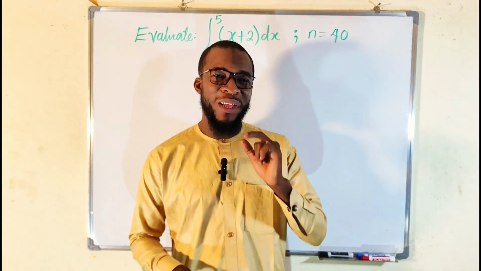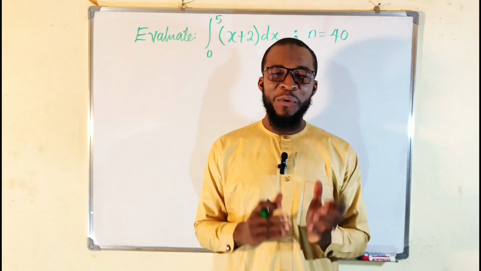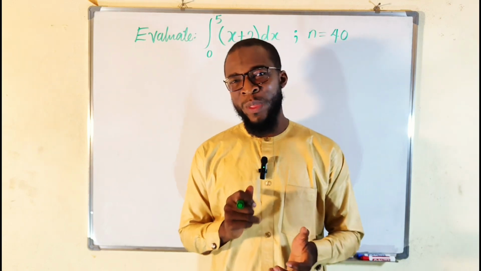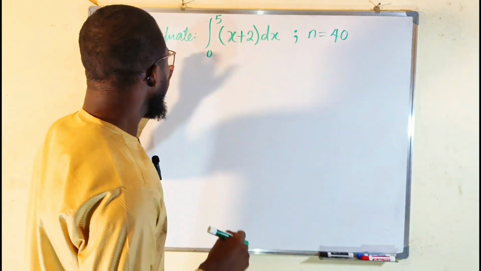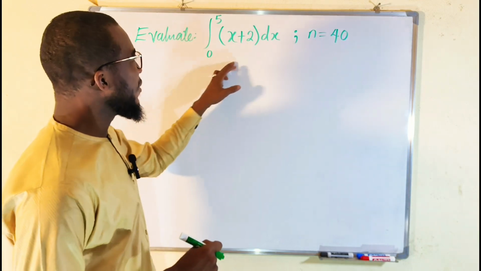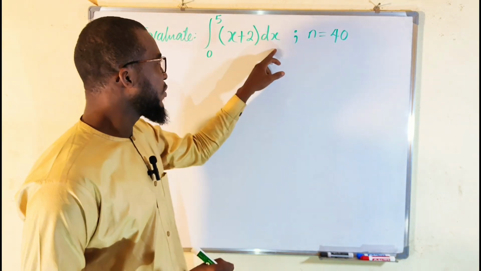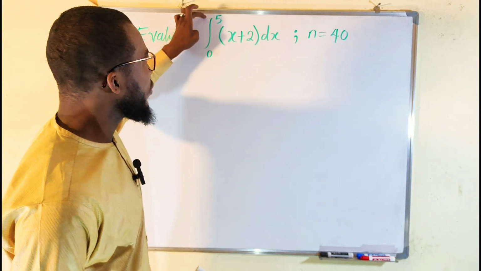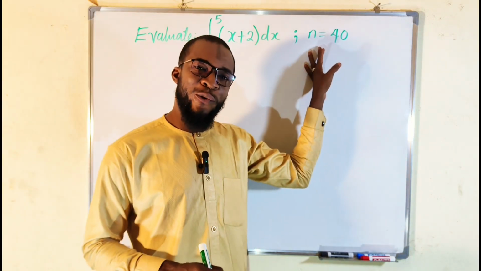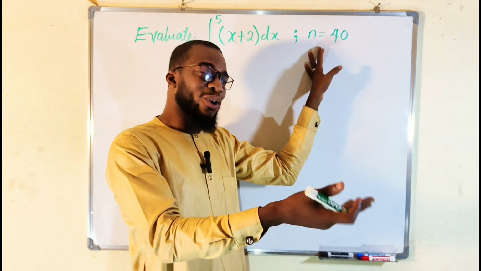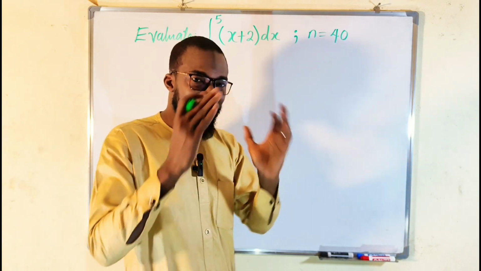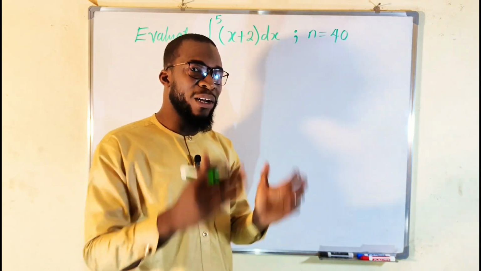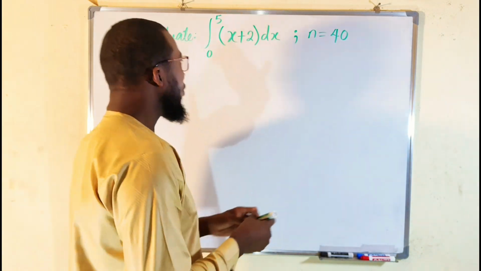So today we are going to apply that idea in evaluating definite integral. We would like to evaluate the integral of the function x plus 2 with respect to x from 0 down to 5, taking n equal to 40. Remember, in Riemann sum, n stands for the number of rectangles inscribed under the curve. So what is the formula?